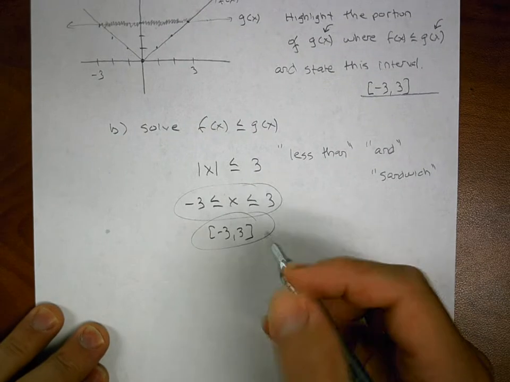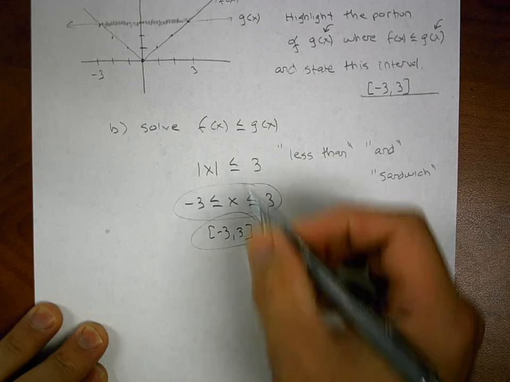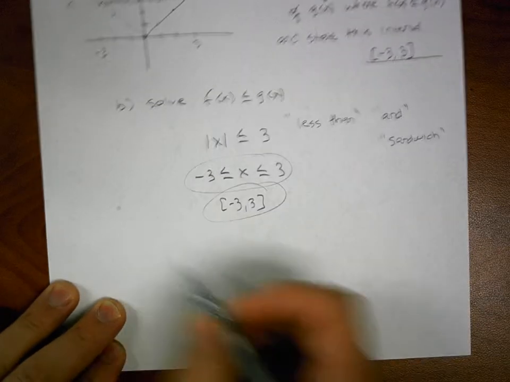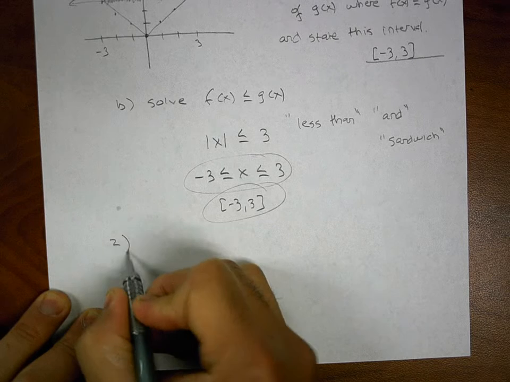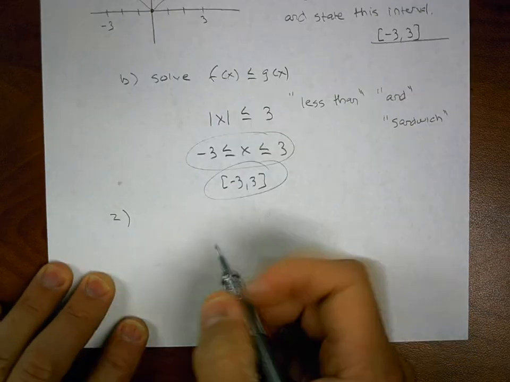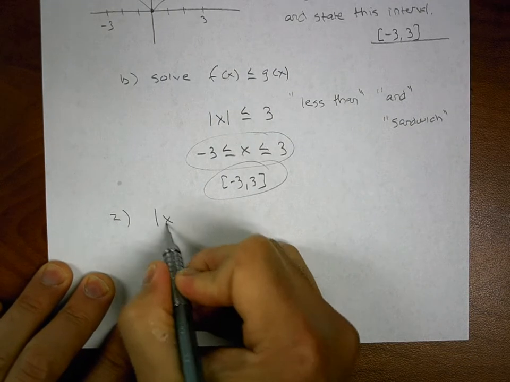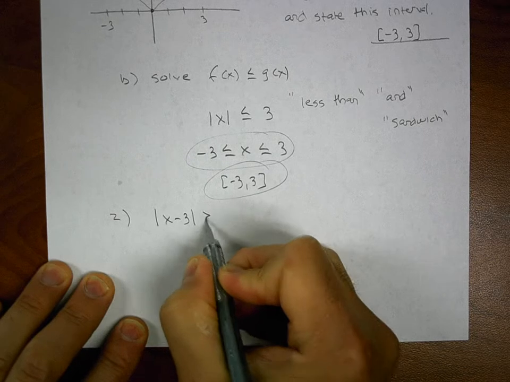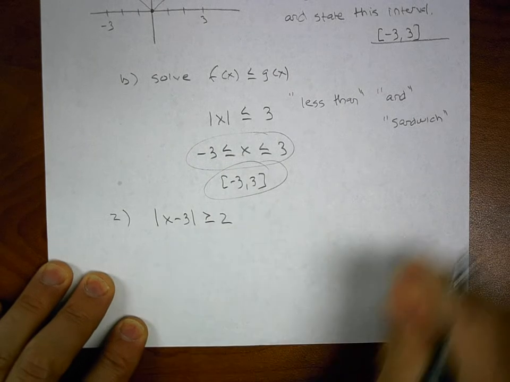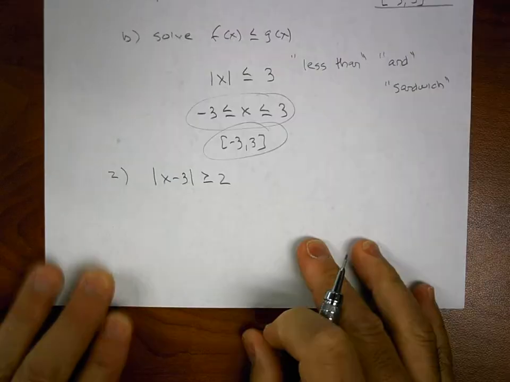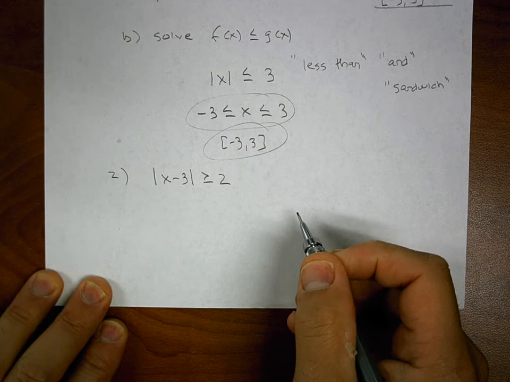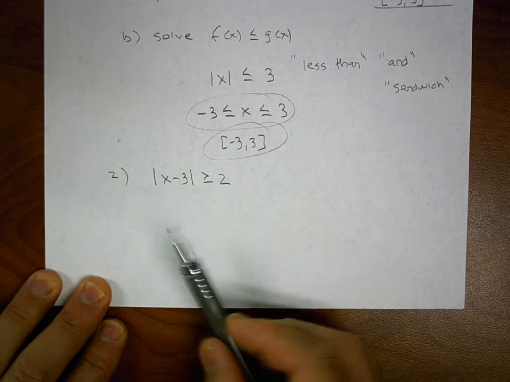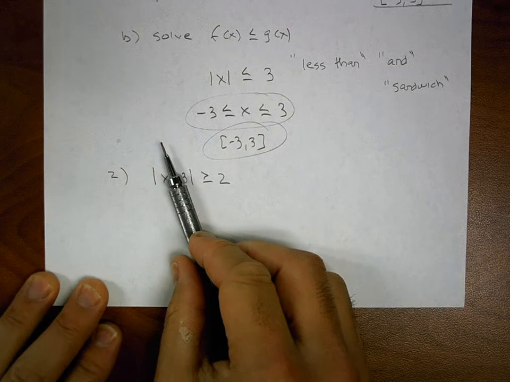All right, let's look at one with a greater. That's a different setup. So I'll squeeze it in here, number 2. I'm not going to graph it. So let's say we have absolute value of x minus 3 is greater than or equal to 2. Well, let's think of some numbers. Let me cover this up, and I'll show you the setup.